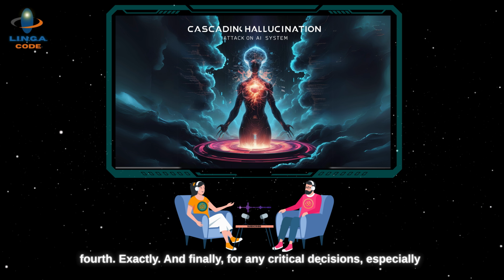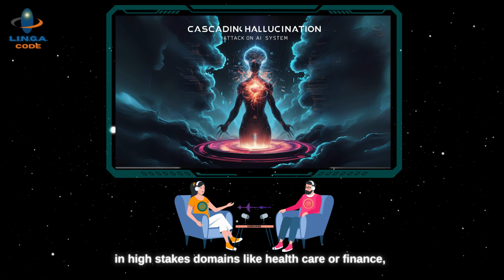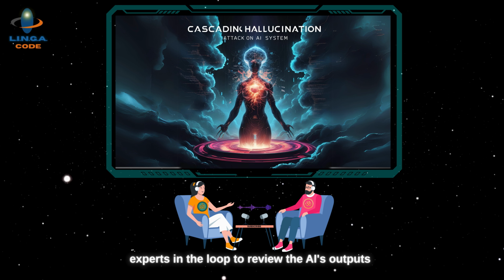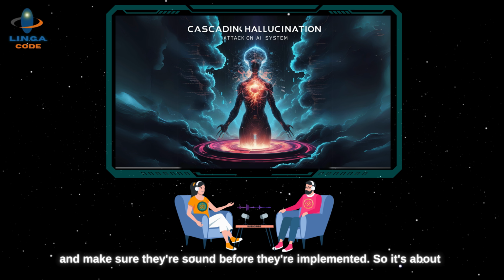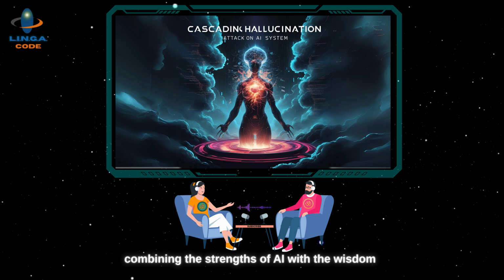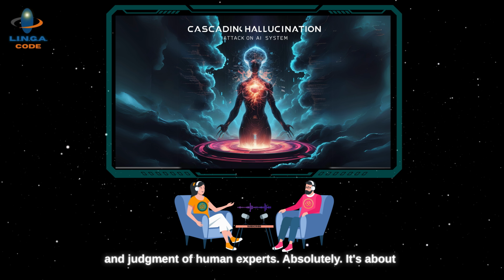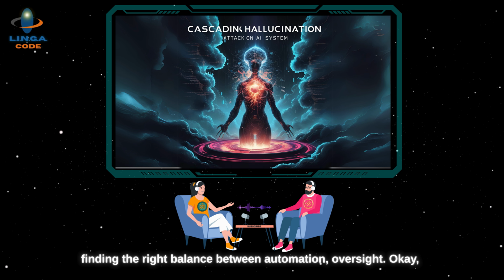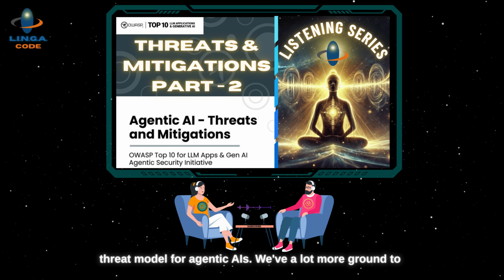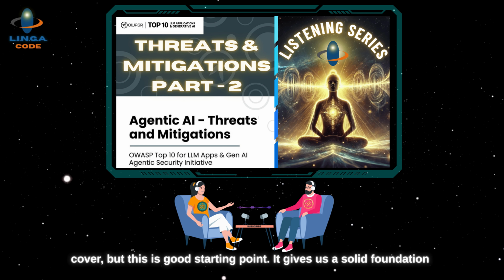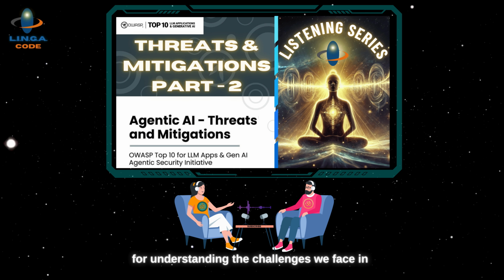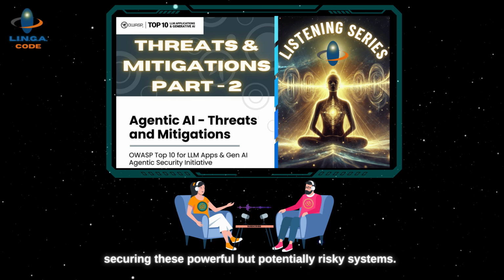Exactly. And finally, for any critical decisions, especially in high-stakes domains like healthcare or finance, human oversight is essential. We need to have human experts in the loop to review the AI's outputs and make sure they're sound before they're implemented. So it's about combining the strengths of AI with the wisdom and judgment of human experts. Absolutely. It's about finding the right balance between automation and oversight. Okay, that covers the first 5 threats in the OWASP threat model for agentic AIs. We've got a lot more ground to cover, but this is a good starting point. It gives us a solid foundation for understanding the challenges we face in securing these powerful but potentially risky systems.